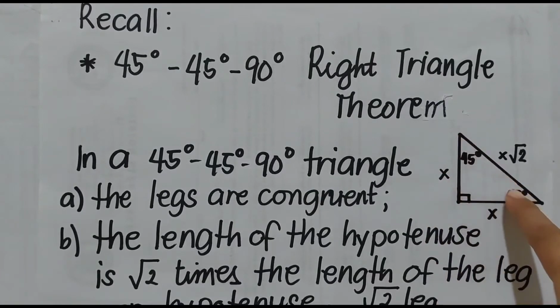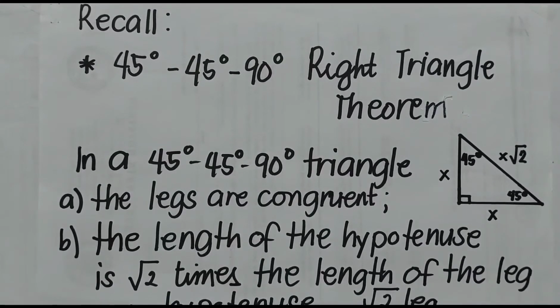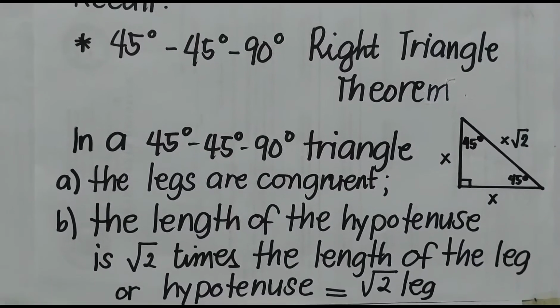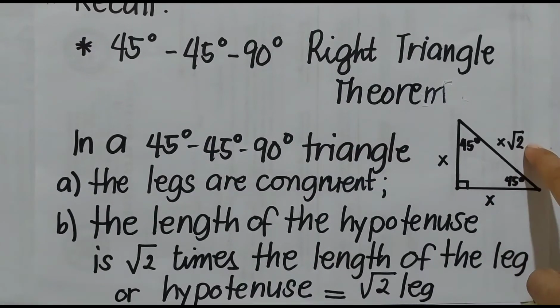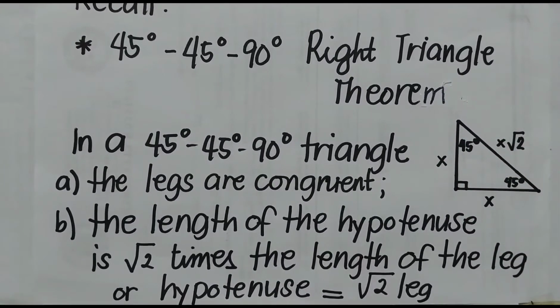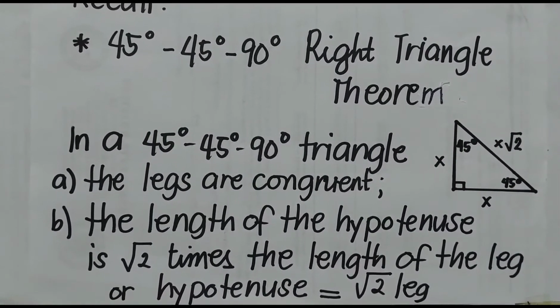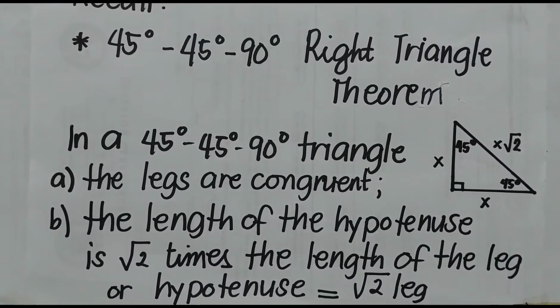Kaya pareha sila 45 degrees. And the length of the hypotenuse here is square root of 2 times the length of the legs. So since ang leg na to diha is x man, so times square root of 2. So therefore, our hypotenuse here is x times square root of 2. So that is for the 45-45-90 degrees right triangle.